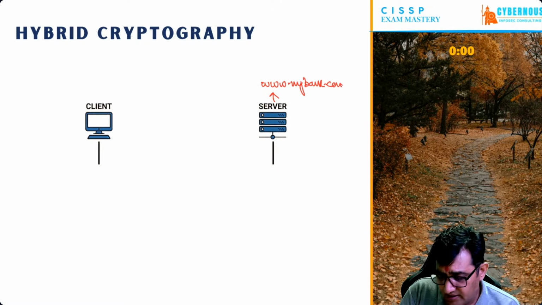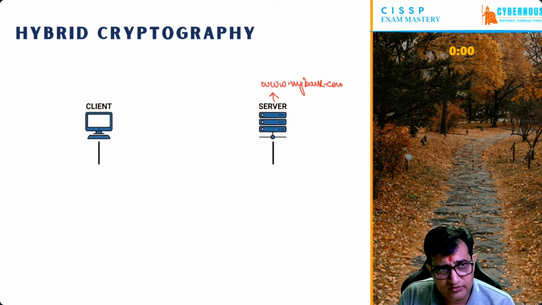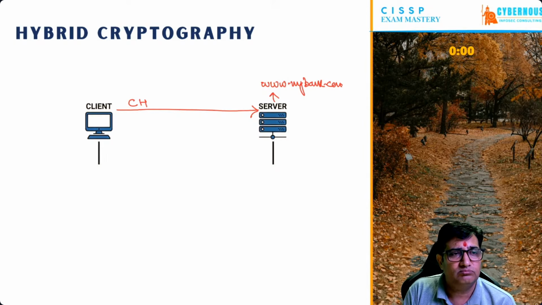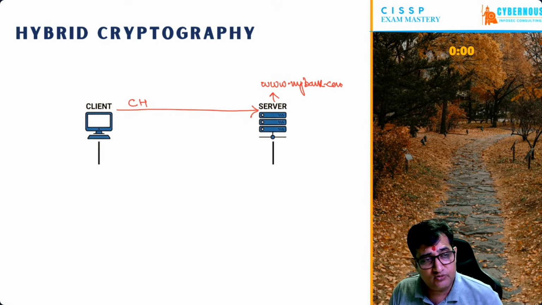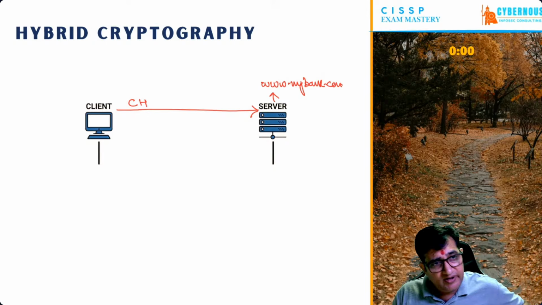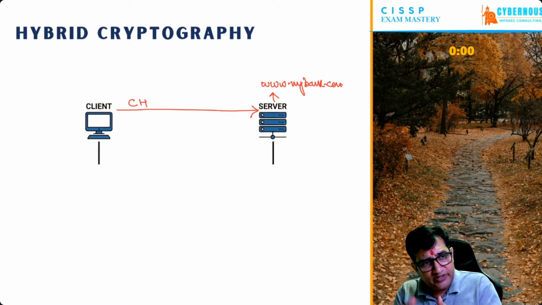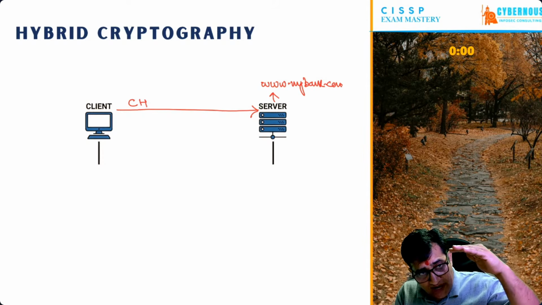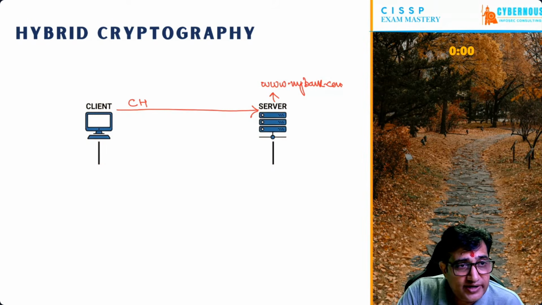Okay, let's say you are going to communicate with the server www.mybank.com, and you are the client, using it from the browser. What will be the first message which will go from client to the server? It is called client hello. In client hello, your computer is going to send all the cipher suites which it supports. It will tell you, I support TLS 1.3 or 1.2, and this is a cipher suite I am going to use. So that is called client hello.